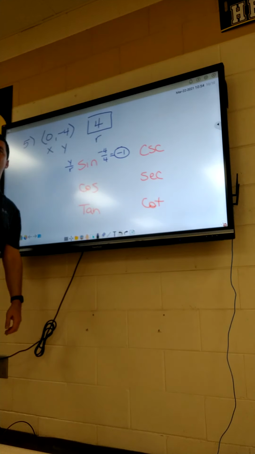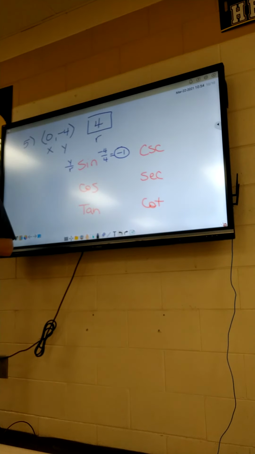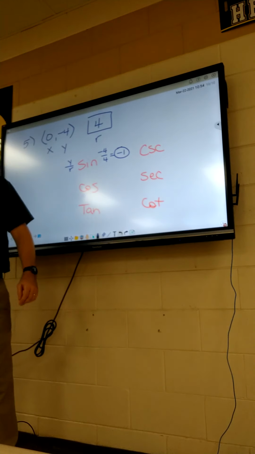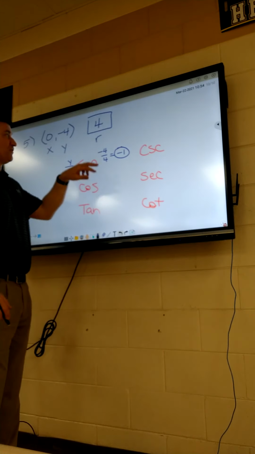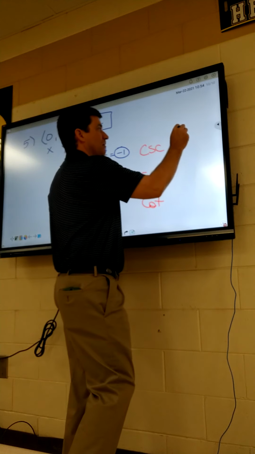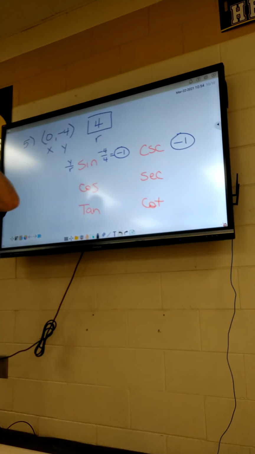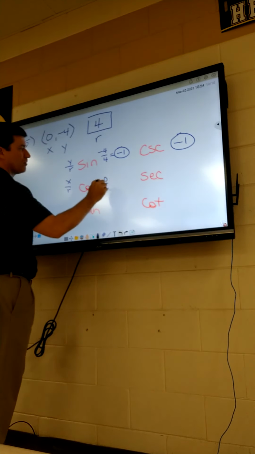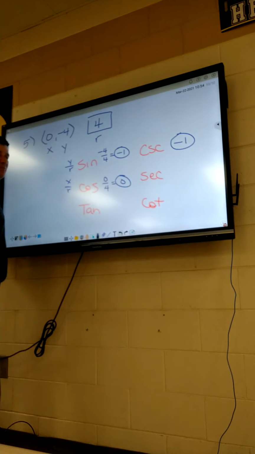All right, so this is one thing that some of them got mixed up on in first block. If I flip it, what's the answer going to be for cosecant? Same thing, because if you flip it, you still got negative 1. All right, any question on that? All right, Banner, what's my formula for cosine? X over r. So that one's going to be 0 over 4. So that answer is 0.